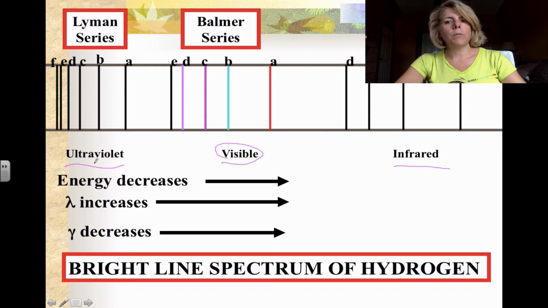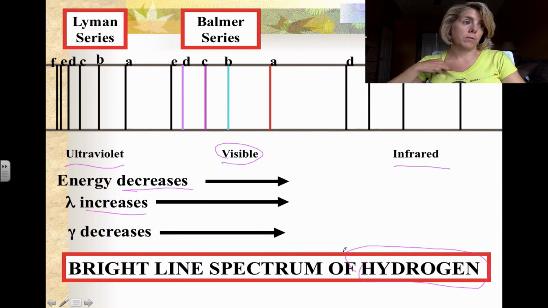And notice as you go from ultraviolet to infrared, the energy decreases. If you go from ultraviolet to infrared, the wavelength increases, and lastly, the frequency will decrease. Now notice that the bright line spectrum is only for hydrogen. So the Paschen, Lyman, and Balmer series only work for hydrogen. It's different for other elements.